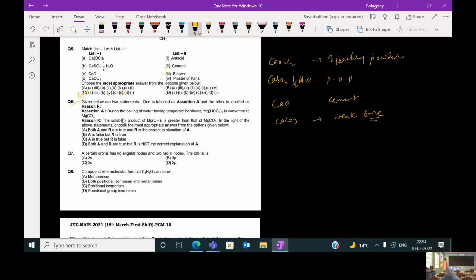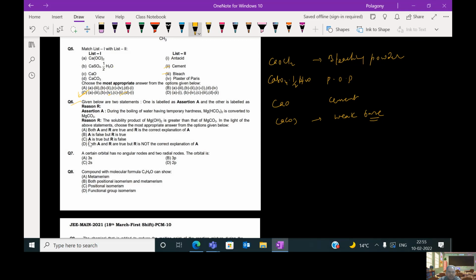Now, given below are two statements, one labeled assertion A and the other labeled reason R. Assertion A: during the boiling of water having temporary hardness, magnesium bicarbonate is converted into magnesium carbonate. Reason R: the solubility product of magnesium hydroxide is greater than that of magnesium carbonate. In the light of the above statements, choose the most appropriate answer from the options given below.